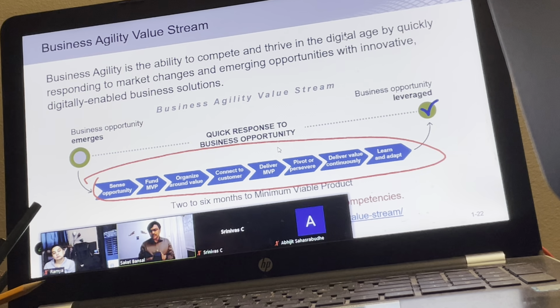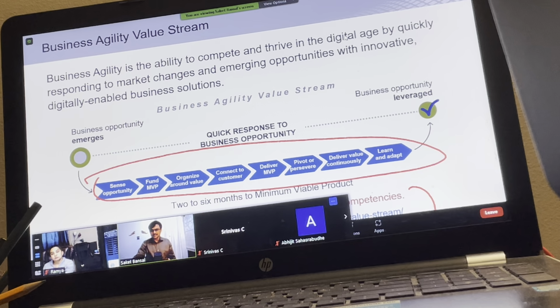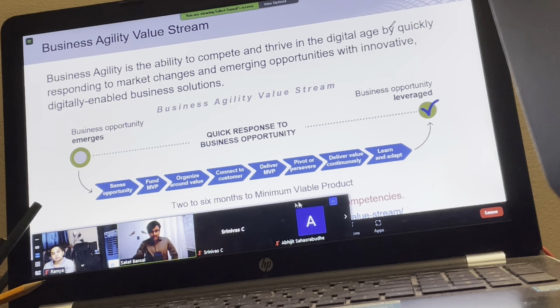Now, how do we support business agility? That comes with the help of 7 core competencies, which we will see in the next few slides. Any question till here?